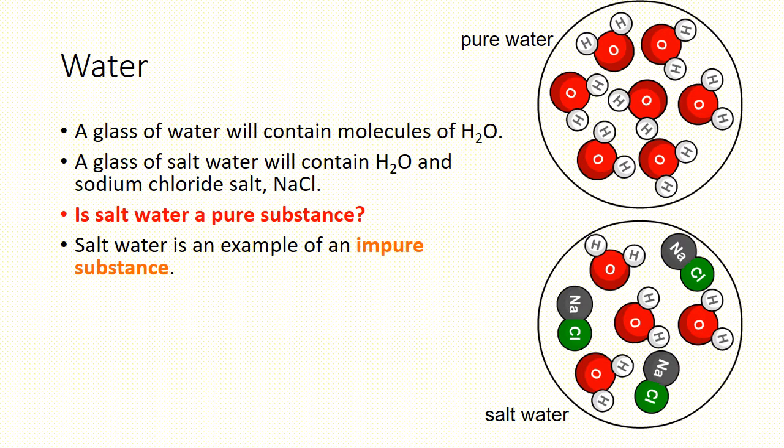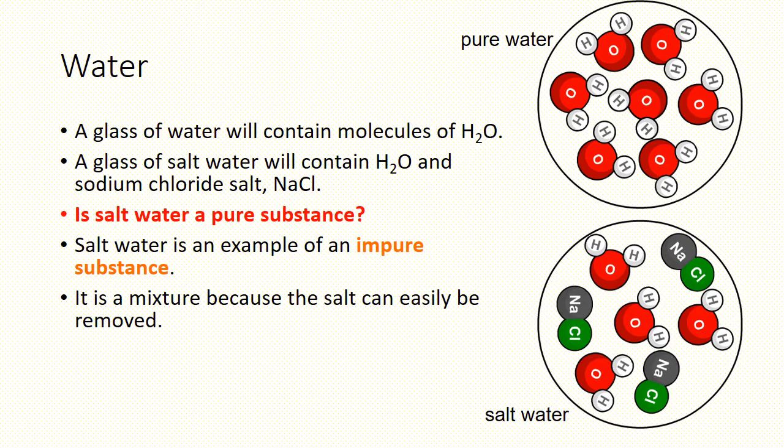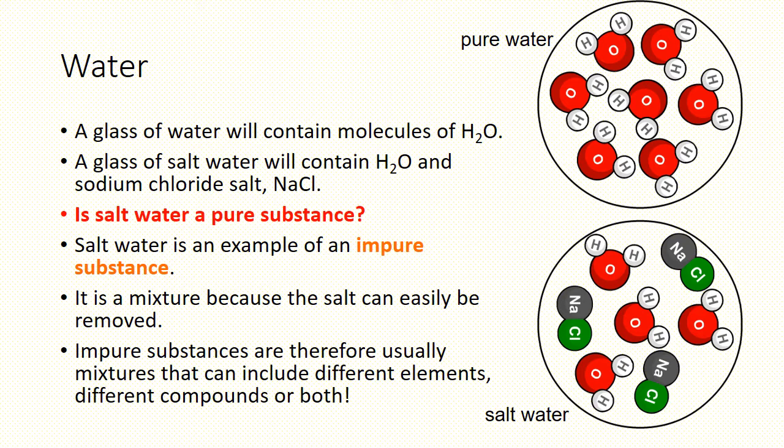So hopefully you should be able to identify the idea that salt water is of course an impure substance because there is more than one substance in there. And getting back to that idea that we can physically simplify it, we can remove the salt easily. We could evaporate the water and we'd be left with the salt, or we could distill it, and so this is an impure substance.